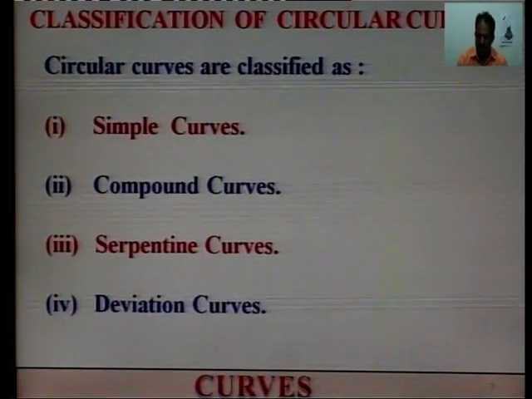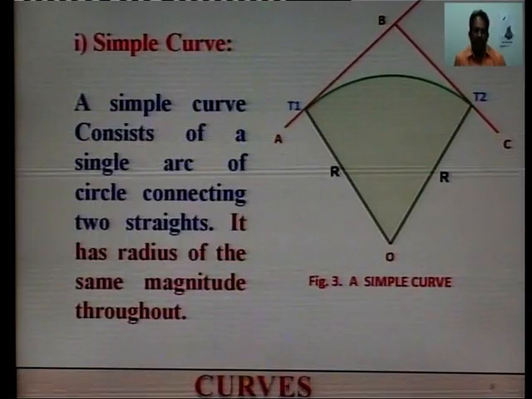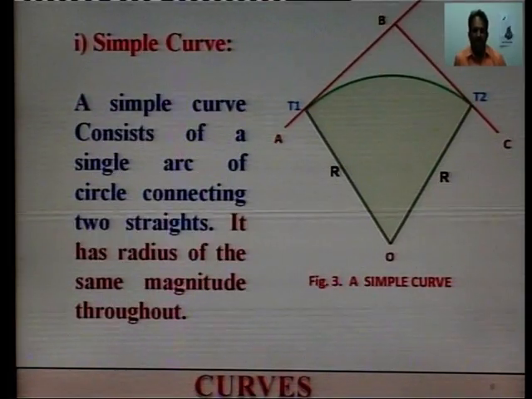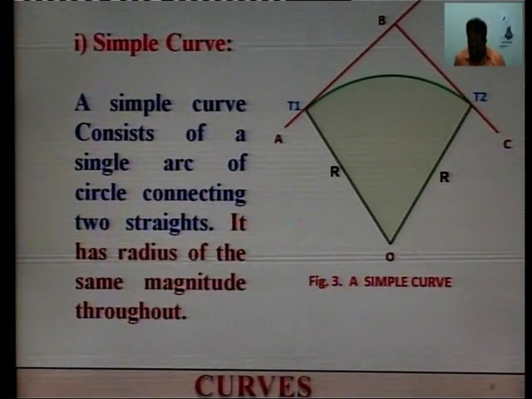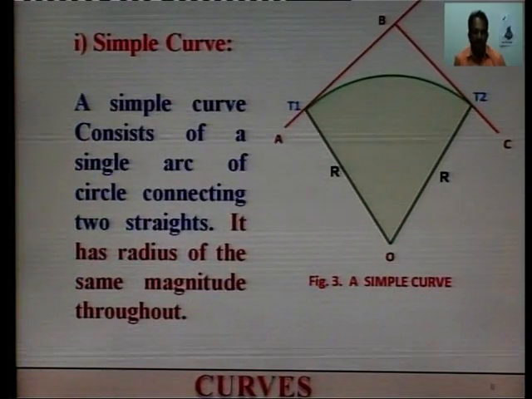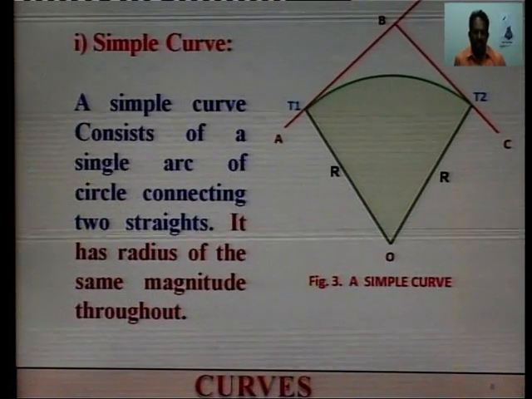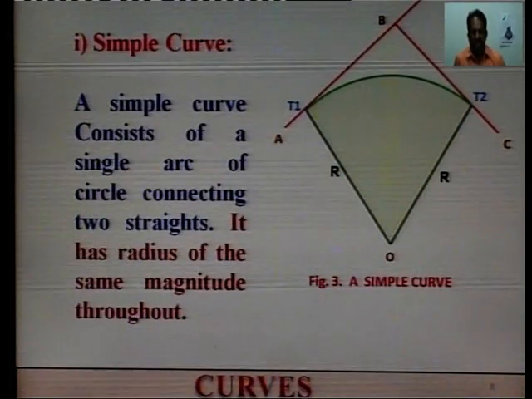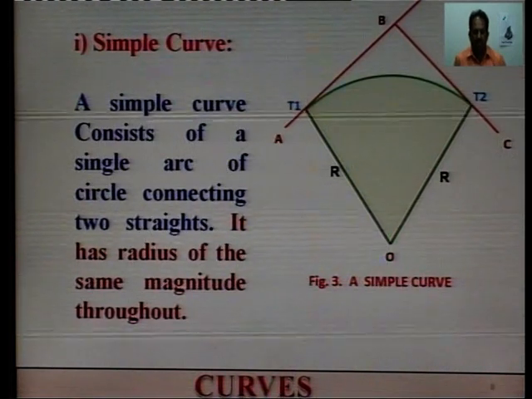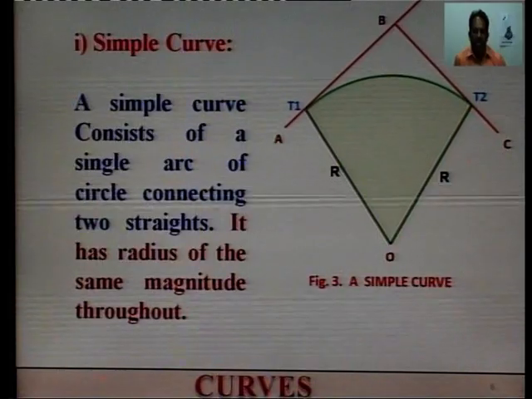First is the simple circular curve or simple curve. What is that? A simple curve consists of a single arc of a circle connecting 2 straights. Just like AB and BC, they are called straights.